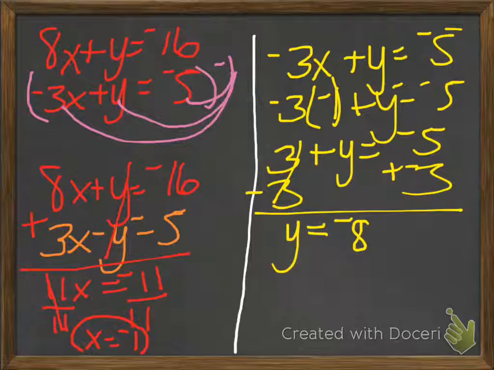So my solution set for this particular ordered pair will be listed as, remember, x first, then your y. So the x will equal negative 1. And then my y will equal negative 8.